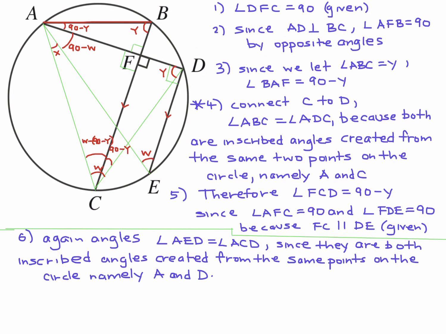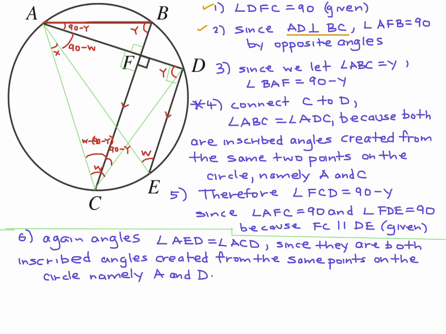Okay, here we go. Angle DFC right here is 90 degrees. That's given in the question. Now, since AD and BC are perpendicular, that's also given in the question, that means that angle AFB, which is right here, must also be 90 degrees by opposite angles. It's opposite to this angle. Okay, so that's the first and second of the proof points.